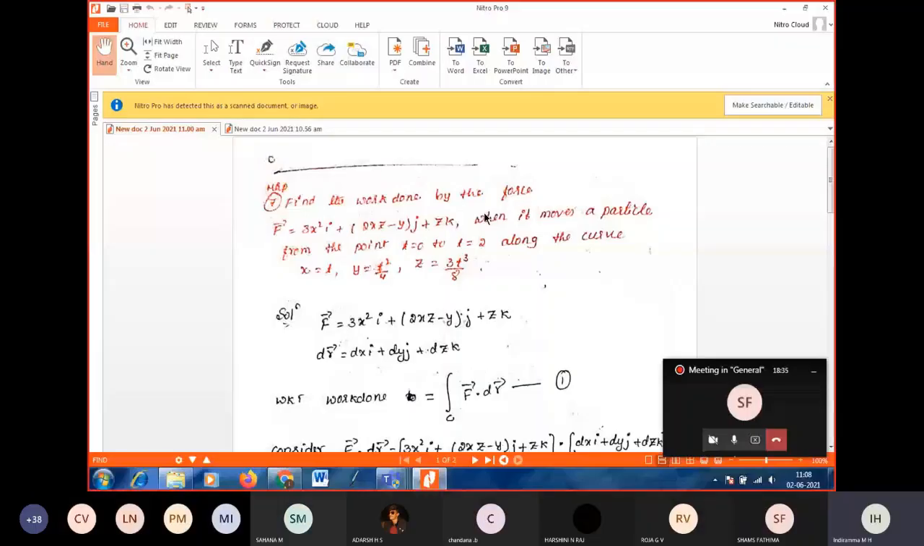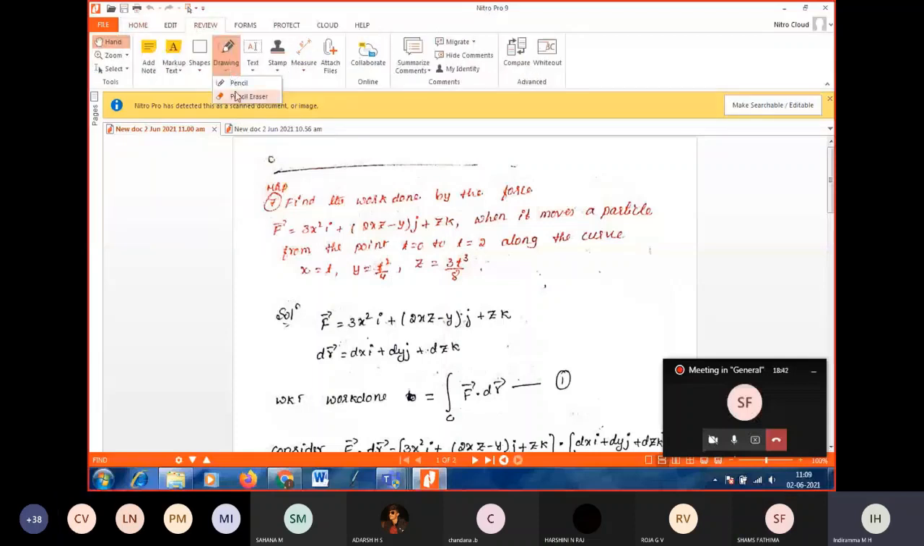Can you see the notes? Yes, ma'am. After copying the question, this is your model question paper problem.